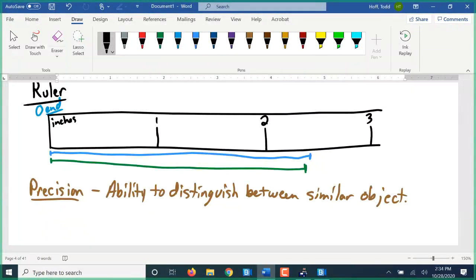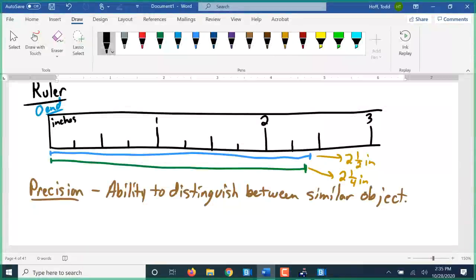So if I want to make it so I can distinguish between that blue and green line, I can make this more precise by doing just that. I'm going to cut each of these units in half. Well, unfortunately here, both the blue and the green line are still closest to the 2.5. So it is still not precise enough to distinguish between them. So we'll cut them in half again, get our quarters. Now I would say it's a little close, but I'd say the blue one is slightly closer to 2.5. And the green one is slightly closer to 2.25 inches.